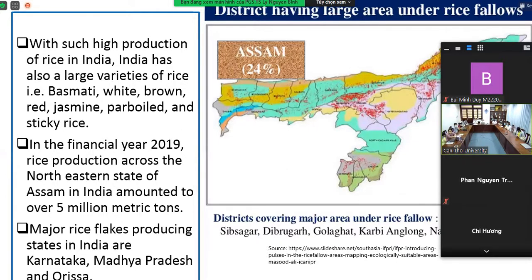In the financial year 2019, rice production across the northeastern state of Assam, which is my state in India, amounted to over 5 million metric tons. It's not much, it's just 24% of India's rice production. And you can see these are the districts of Assam which produce rice: Lakhimpur, Jorhat, Sibsagar, Dibrugarh, Golaghat, Karbi Anglong, Nagaon, and Morigaon. Major rice flakes producing states in India are Karnataka, Madhya Pradesh, and Orissa.